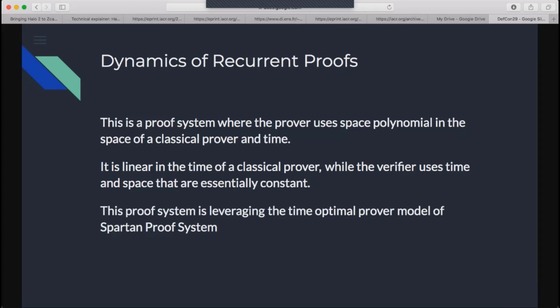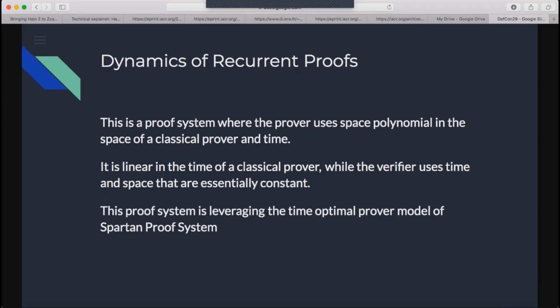Yeah, so let me show the next slide. The recurrent proofs are the proof systems where the prover uses space polynomial in the space of the classical prover and time. So recurrent proofs will be a kind of metamorphosis between the space variables and time variables.